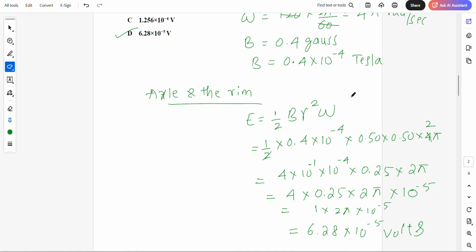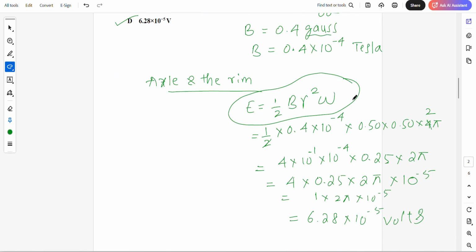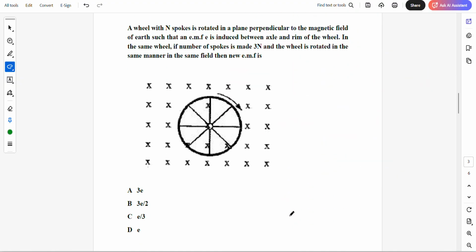Only one formula you have to use: E is equal to half B r square into omega. That is the EMF induced between the axle and the rim. Be careful here. You have to convert this into radians per second. Multiply 120 by 2 pi by 60. Now to convert Gauss into Tesla, 10 to the power of minus 4. Other things are very easy. Hope you understood this calculation. We'll see the next problem.